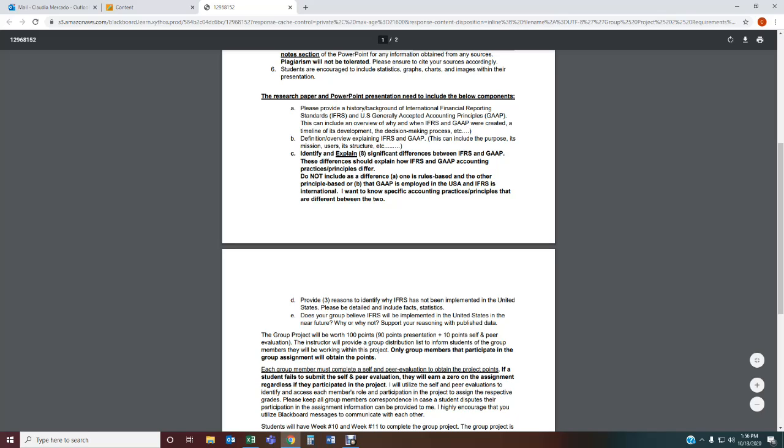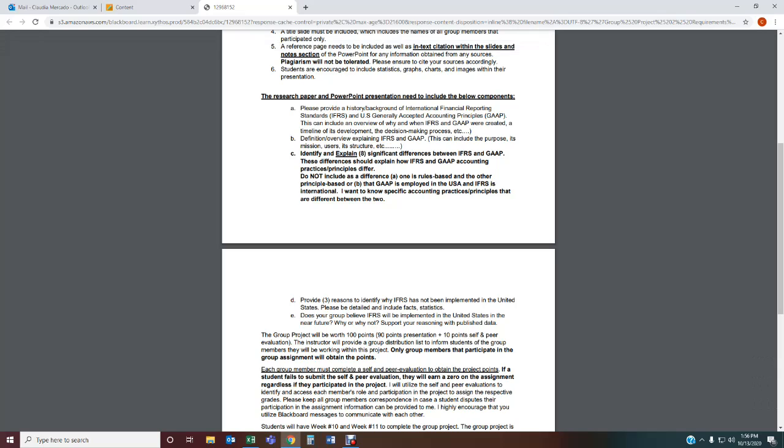The first requirement is to provide a history or background of International Financial Reporting Standards and GAAP. This can include an overview of why and when IFRS and GAAP were created, a timeline of its development, the decision-making process, etc. Surprise me. Find good information about IFRS and GAAP and include it in there. Explain it in detail.